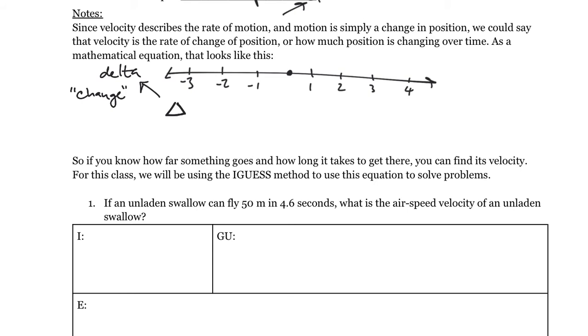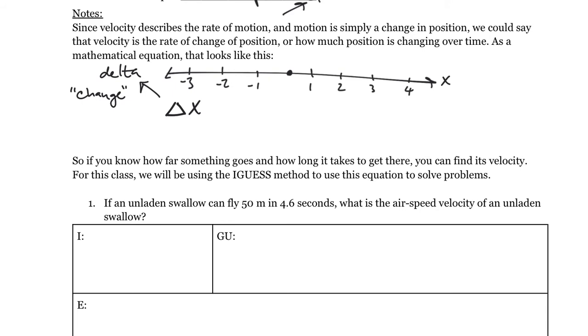So our change in position is going to be a triangle for change, and then if we're moving horizontally, it's going to be an X for position. Like this would be an X-axis on your graph. If we're moving horizontally, we would say change in x for changing position in your x direction.